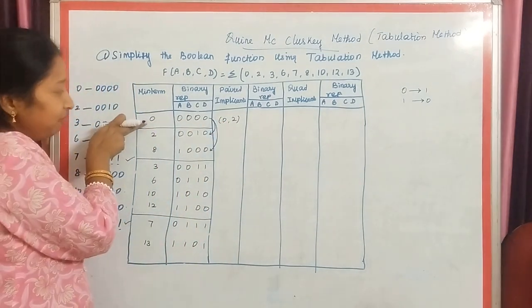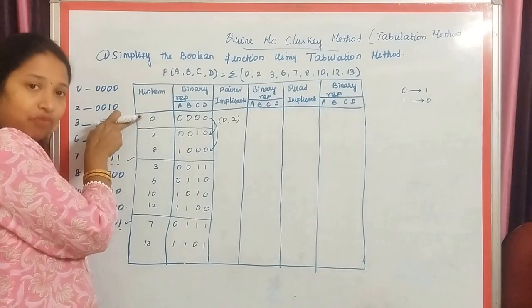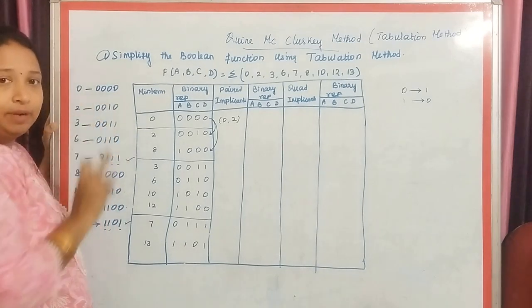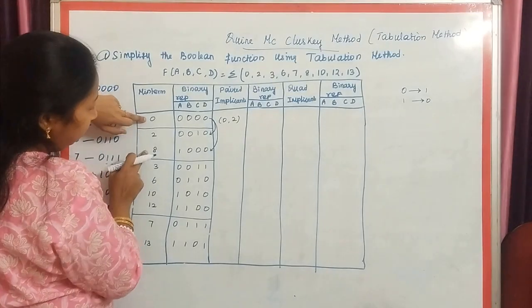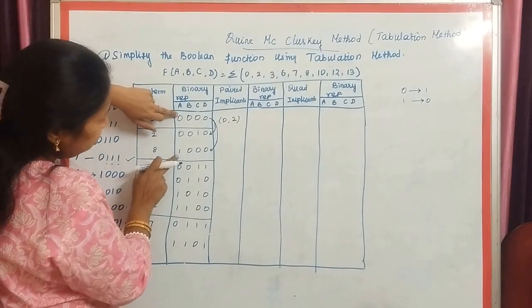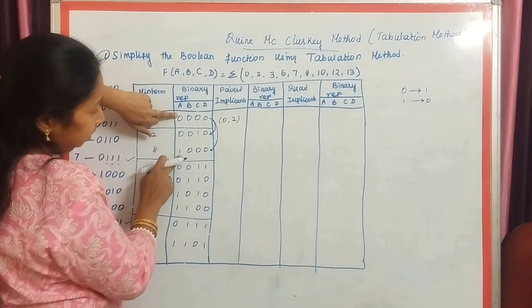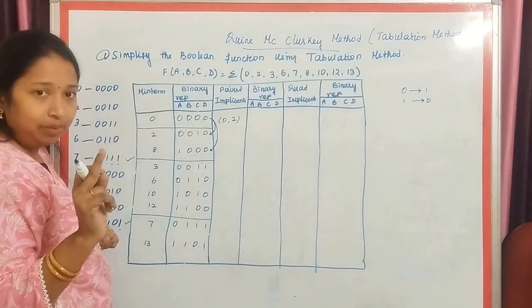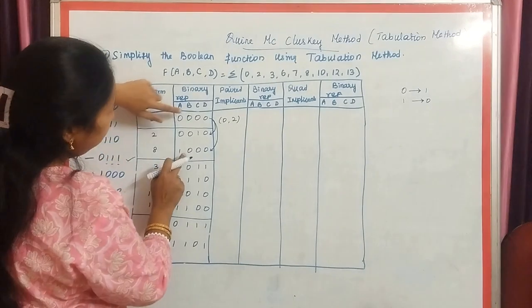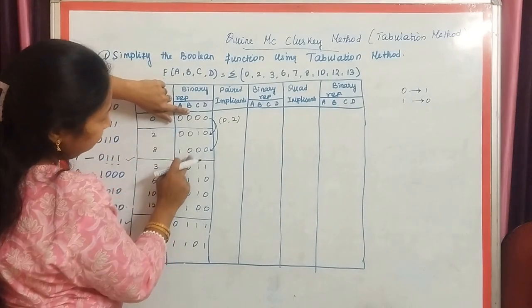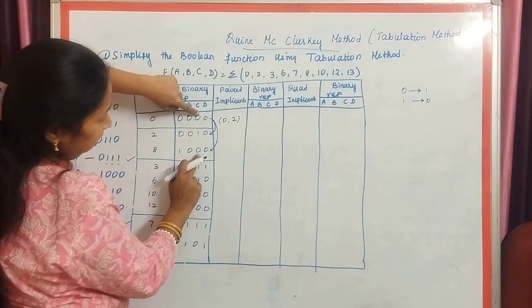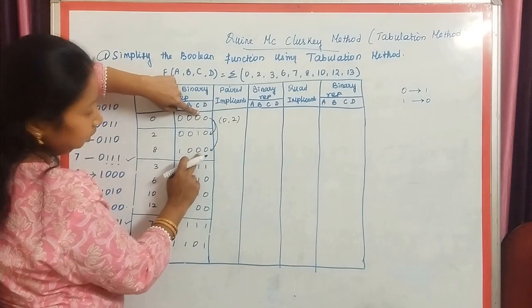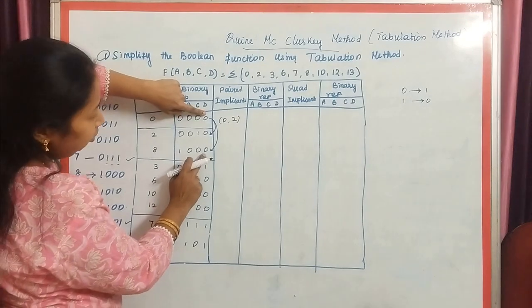You have to compare every element of one group with every element of the next successive group. Clear? Now let's compare 0 and 8. Compare them bit by bit. So check the first digit. Here it is 0, here it is 1. Meaning there is one bit change. Right? Now check the second digit. Here again 0, here again 0. So for the second bit there is no change. Third bit, here also 0, here also 0. So there is no change. Check the fourth digit.